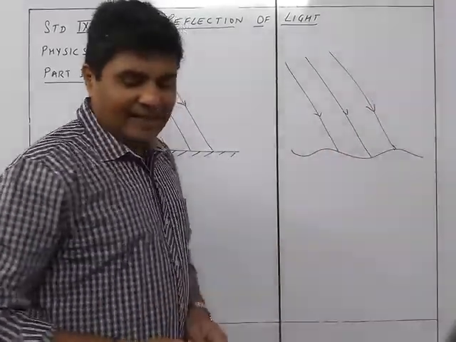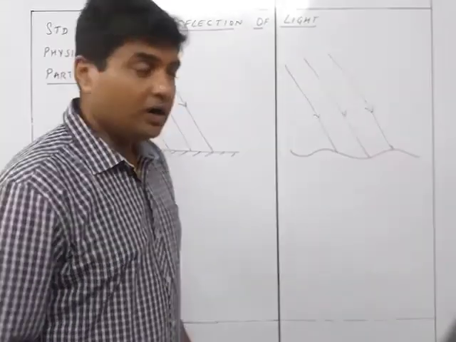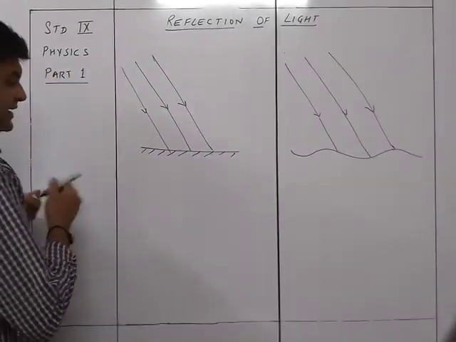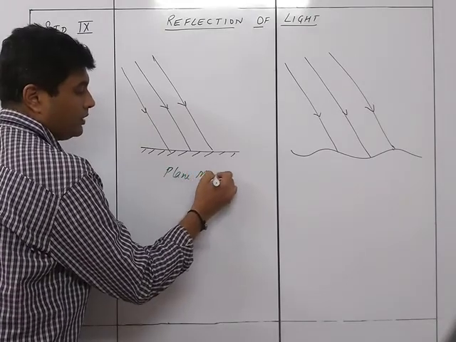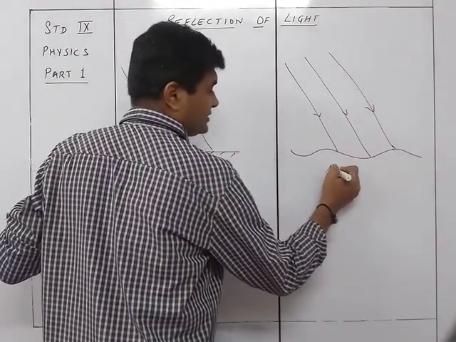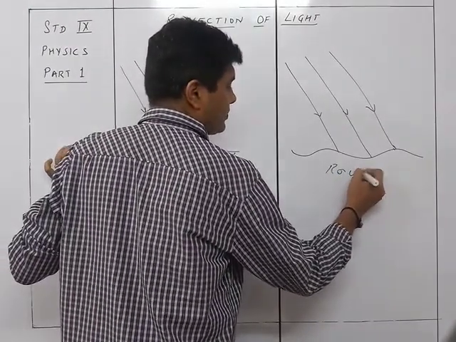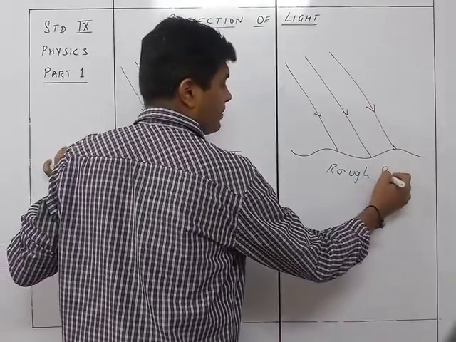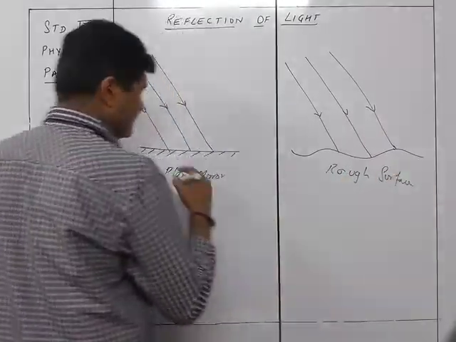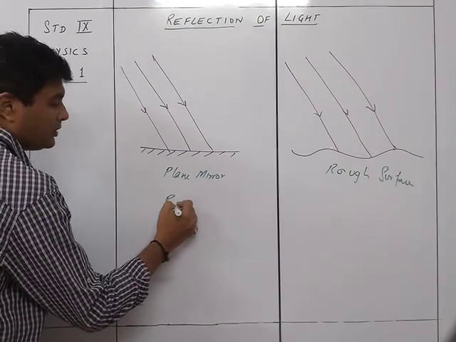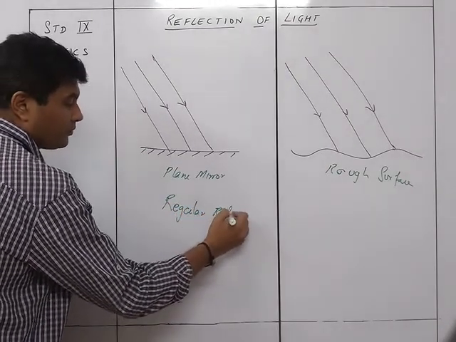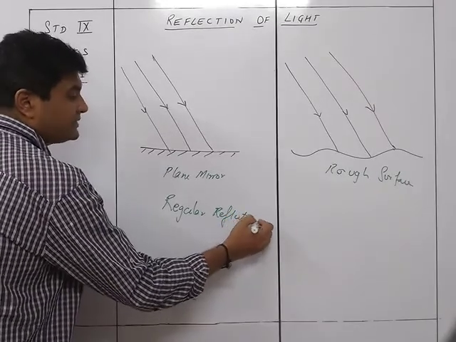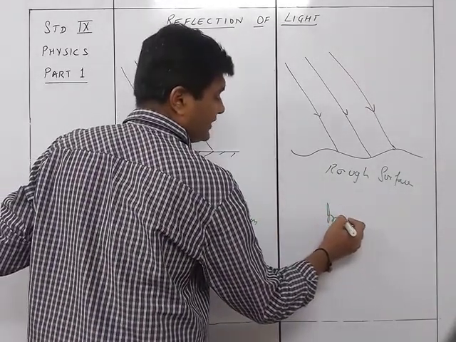It will be seen that this is a regular surface, so this is a plane mirror, and this is a rough surface. Now this is a regular reflection, whereas this will be an irregular reflection.